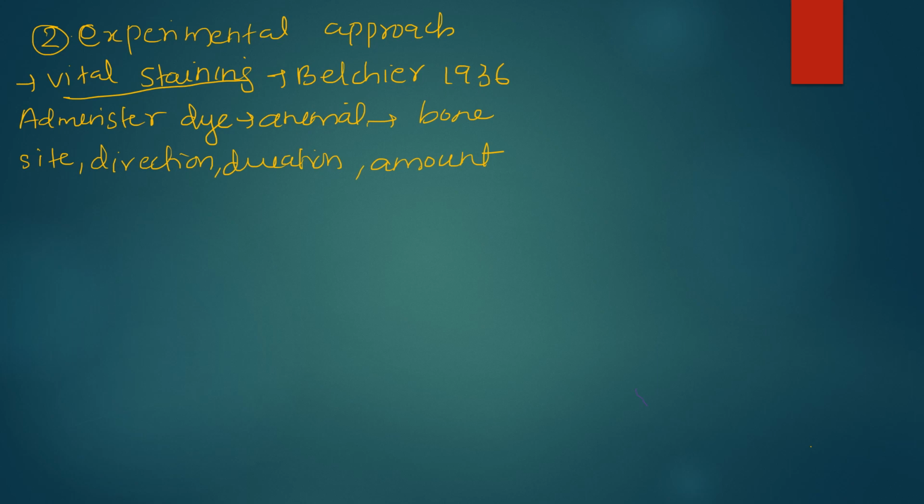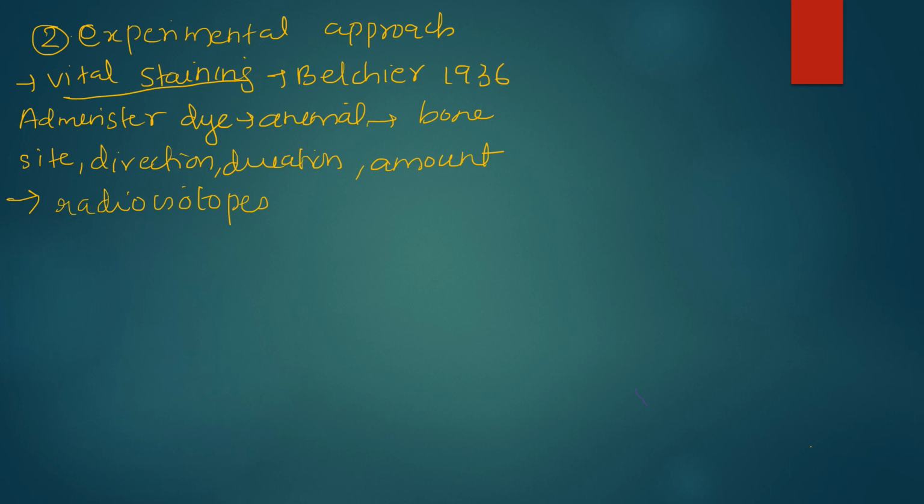The second method in the experimental approach is radioisotopes. Radioisotopes are certain elements or compounds which, when injected into the tissue, get incorporated in the developing bone. These act as in vivo markers.